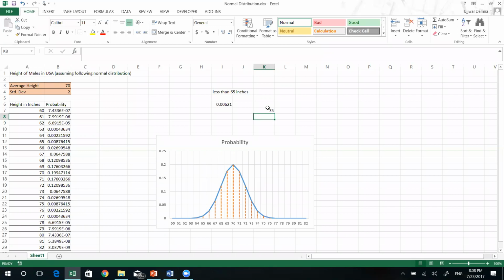Okay. So let me just take you through the answer. Just give me 1 second. Deepak is saying 0.993 is the probability up to 75. Greater than 75 will be 1 minus 0.993. Very nice. Okay, that sounds pretty nice.